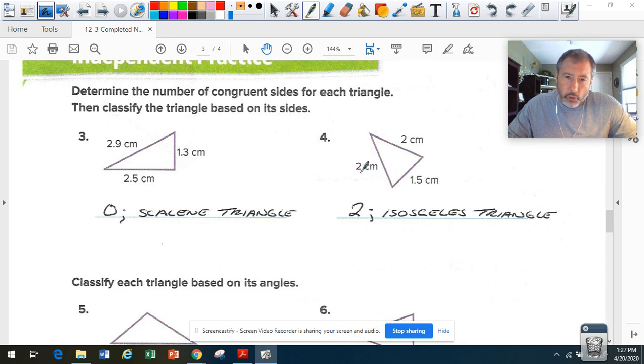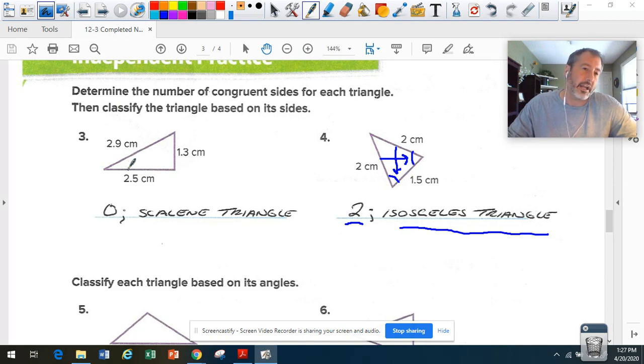Okay, let's look over here. I got 2 centimeters here, 2 centimeters here, 1.5 centimeters here. That means 2 of the sides are congruent. And if 2 of the sides are congruent, this is an isosceles triangle. And just to show you here, this angle here and this angle here are going to be congruent to each other. We're not saying they're 2 degrees. We're just saying they are the same because the sides opposite those angles are exactly the same. So that means these angles are going to be the same also.